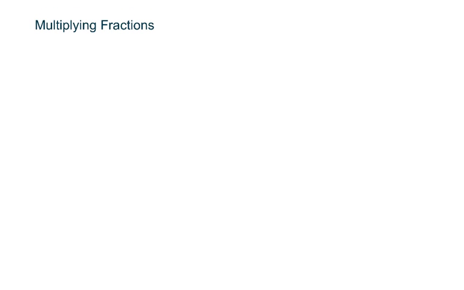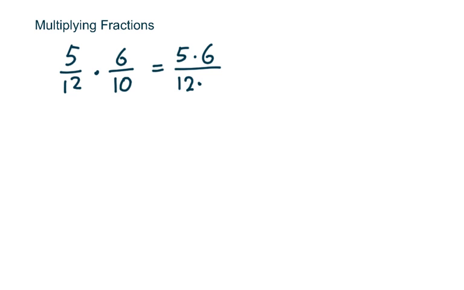In this video, I will show you how to multiply fractions, especially the sign fractions. So the first example is to multiply 5 over 12 by 6 over 10. Usually, you would just multiply the numerators, which is 5 times 6, over, and then multiply the denominators, which is 12 times 10. Then you get 30 over 120.